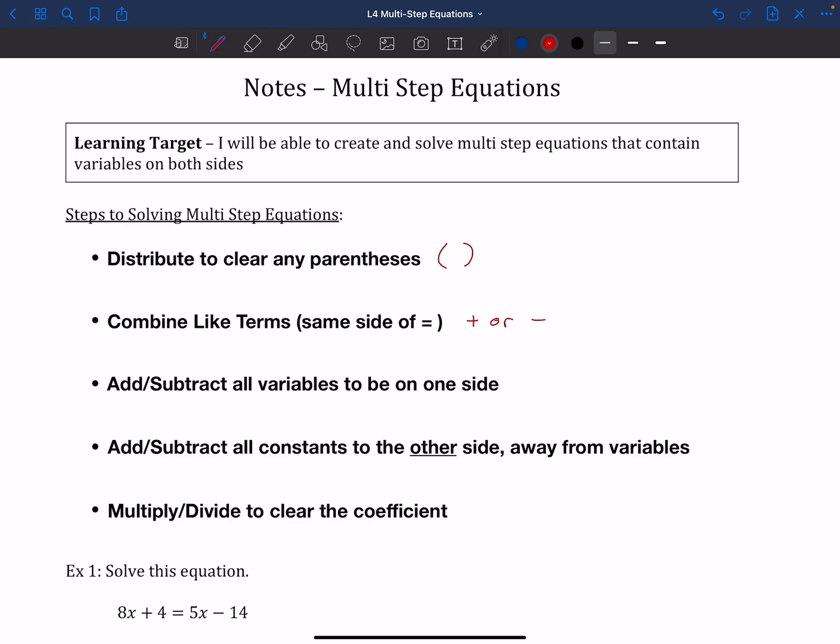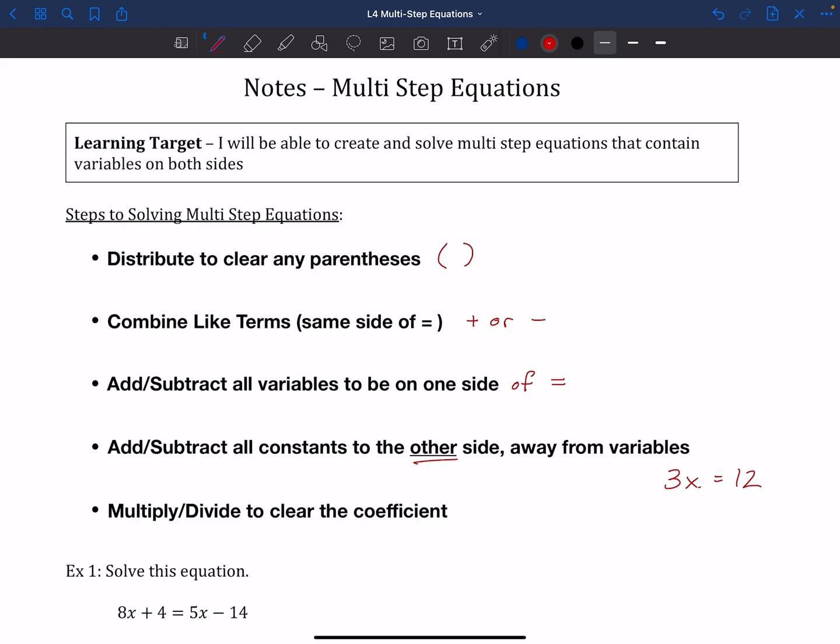After that, we're either going to add or subtract all the variables to be on one side of the equal sign. Once we have all our variables on one side, we want to add and subtract all of our constants, all our numbers by themselves, to the other side, away from where the variables are. So we want our variables all on one side, like 3x, and all our constants on the other side, like 12, on opposite sides of the equal sign.